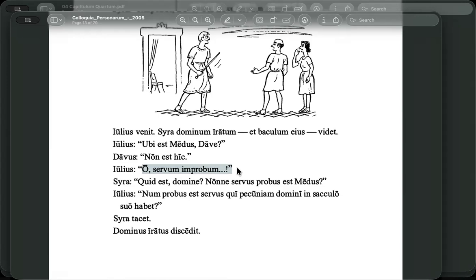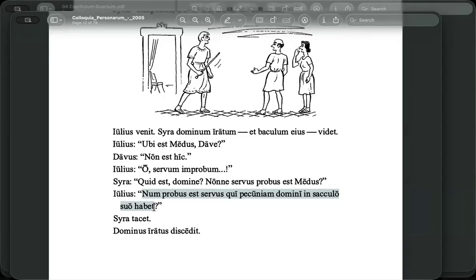You notice the use of non instead of num in the next line. Non servus probus est medus. And then it follows with num probus. Which basically means, an affirmative, a servant is not a proper servant. Well, now I've got to put it in question form. A servant is not a proper servant who has the master's money in his money pouch, is he? There we go. For num, I feel like you have to put the thing at the end to translate.